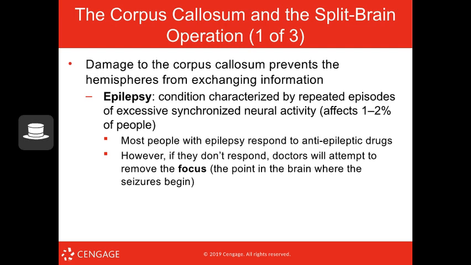So there are some cases of epilepsy, which occur when your brain is overactive. There's too much neural activity, and sometimes epilepsy can be treated with anti-epileptic drugs, also known as anticonvulsants. Sometimes people aren't responsive to drug treatments, so doctors will go into the brain and remove the focus, the point in the brain where the seizures begin. So if the corpus callosum is the focus, guess what will happen next?